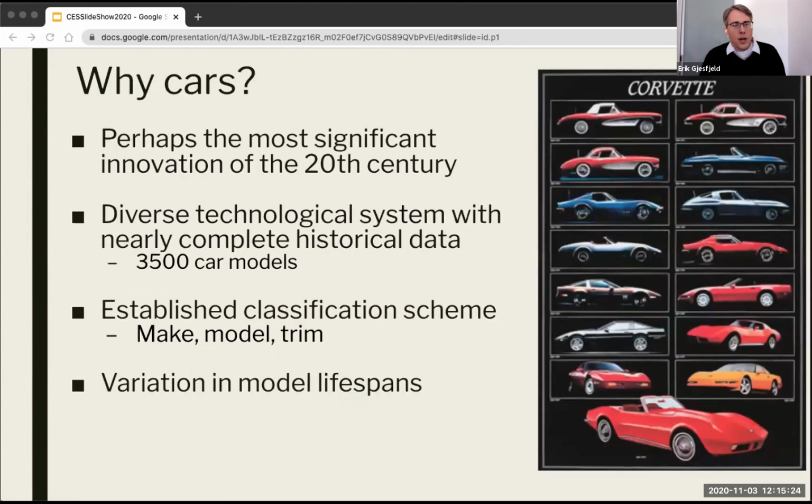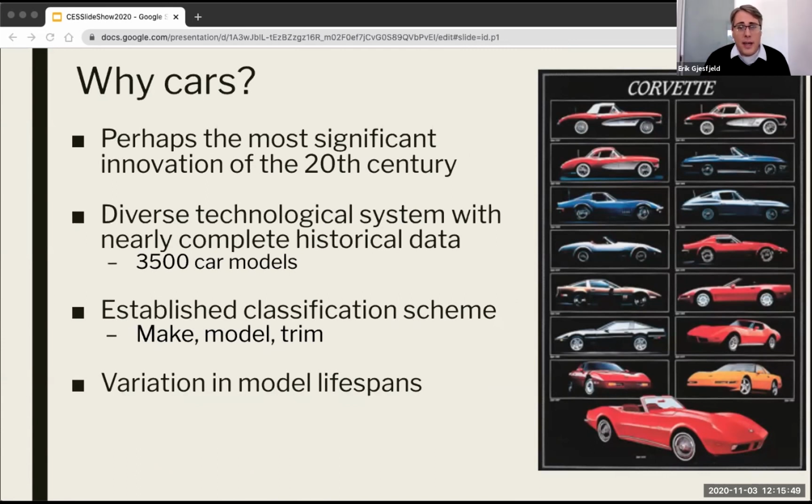So why do we do cars? Why do we choose cars? I'm not a car guy. I wasn't really interested in doing cars, but you can make a strong argument that automobiles are perhaps the most significant innovation of the 20th century, and they had a massive impact on human mobility, on globalization, and even on climate change.